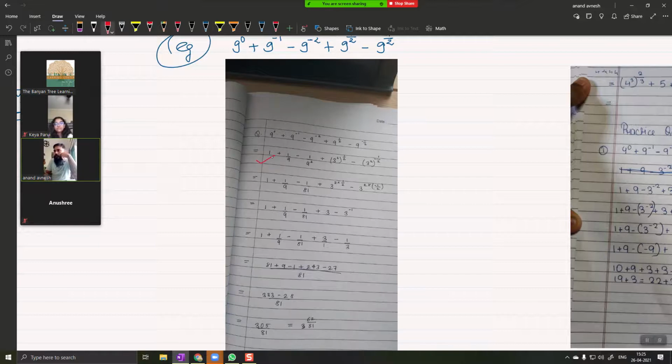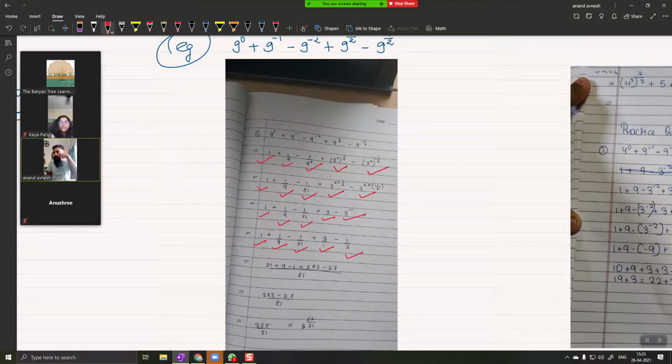Okay, 9 raised to 0 is 1. 9 raised to minus 1 is 1 by 9. Minus 9 raised to minus 2 is 1 upon 9 square, correct. 9 raised to 1 by 2 can be written as 3 raised to 2 raised to 1 by 2, correct. And this also same. 1, 1 by 9, 1 by 81. 3 raised to 1, which is 3. And this is 3 raised to minus 1. This will be 3 minus 3 raised to minus 1. 3 by 1 and minus 1 by 3.